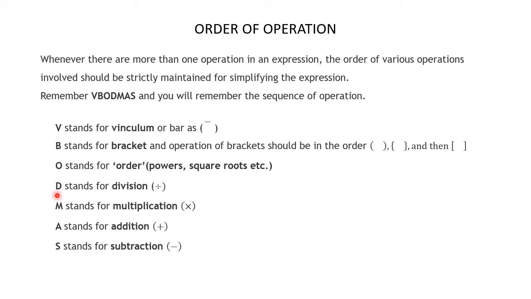D stands for division. M stands for multiplication. A stands for addition and S stands for subtraction. So this order has to be strictly followed. This sequence of mathematical operations according to the BODMAS rule has to be strictly maintained while simplifying the expression, either in simplification problems or in approximation problems.